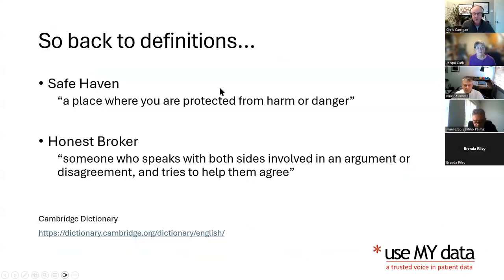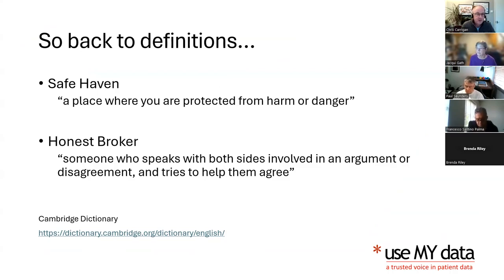So back to definitions. I did some very simple lookups, in this case the online Cambridge Dictionary. Safe haven came out as a place where you're protected from harm or danger. If you apply the data element to that, the safe haven is fairly self-explanatory. It's a place where you could store data safely, keeping it from harm, keeping it from danger.